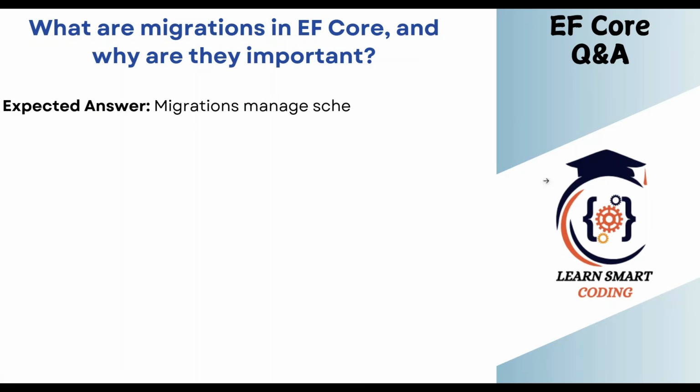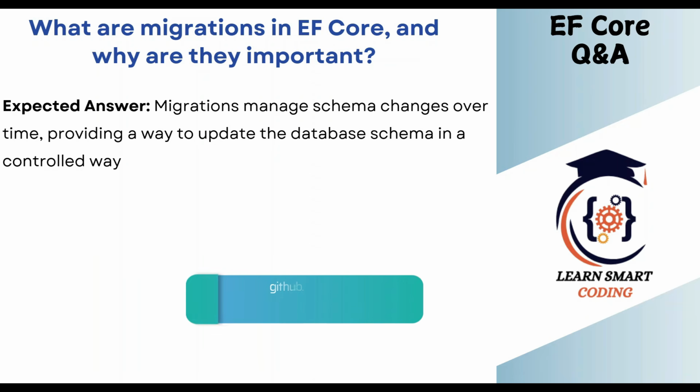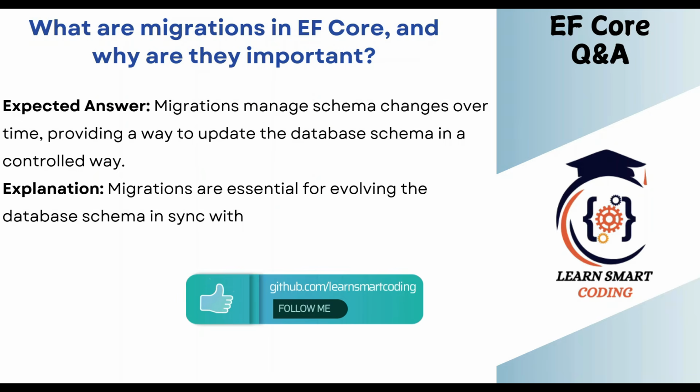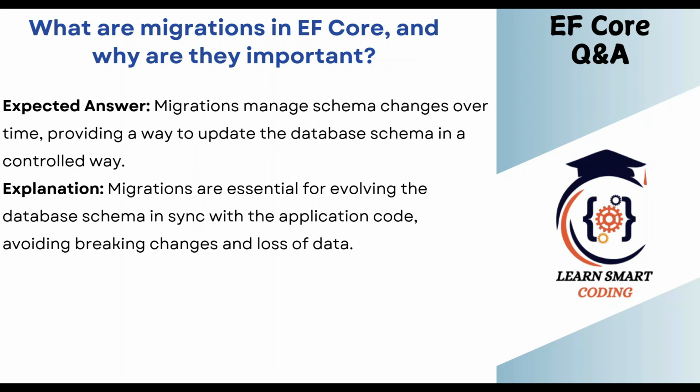Alright, the next one is, what are migrations in EF Core and why are they important? See, migrations manage schema changes. Schema changes means basically your database: today you design something, as your business grows, your database goes through change. Some tables might get new columns, some structures change, new tables come up. That's called schema changes. So migration manages schema changes over time, providing a way to update the database schema in a controlled way. That is your expected answer.